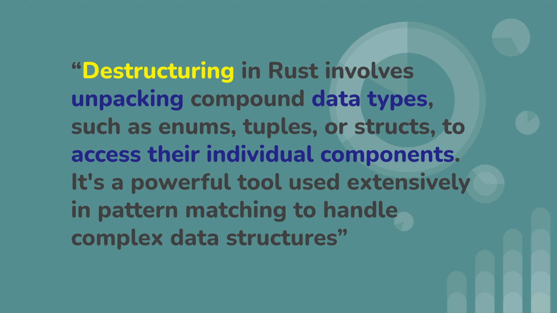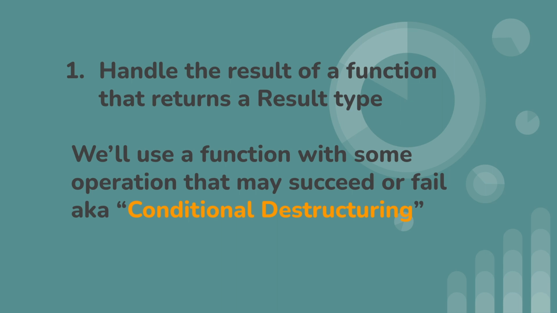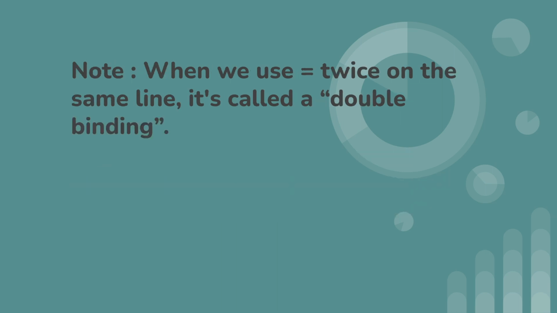Destructuring in Rust is basically unpacking compound data types. So enums, tuples, structs. And it's when you want to get the individual components out of the complex data type. First, we're going to look at an example where we do some conditional destructuring.